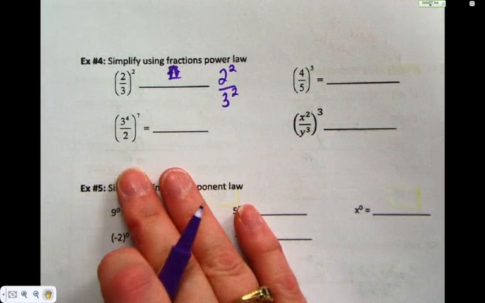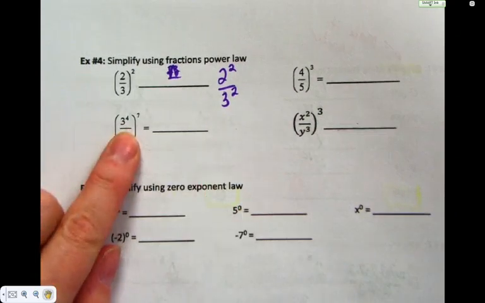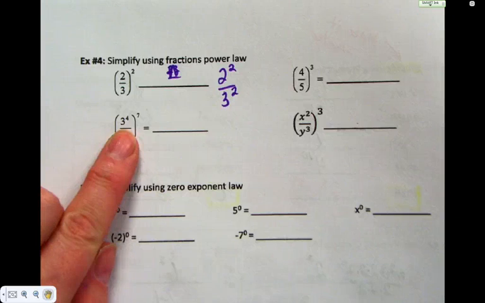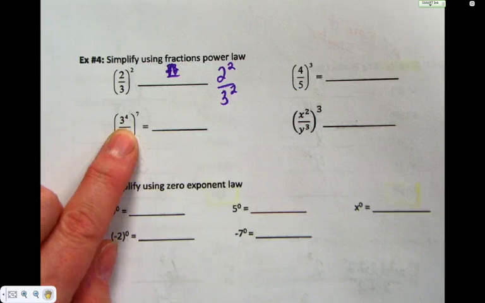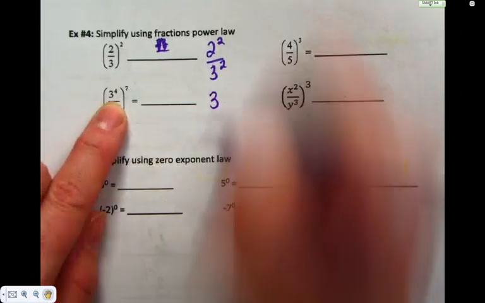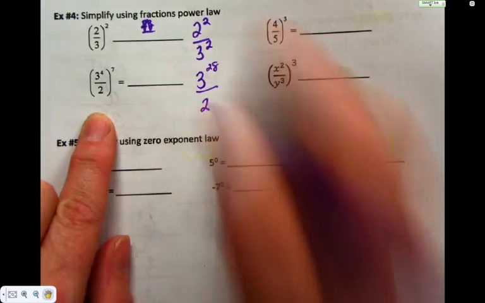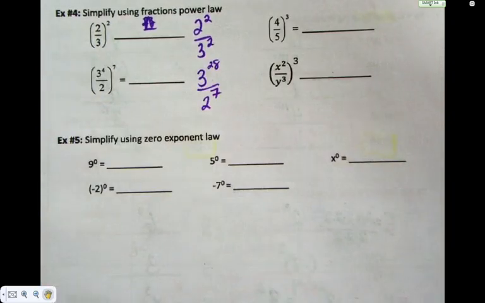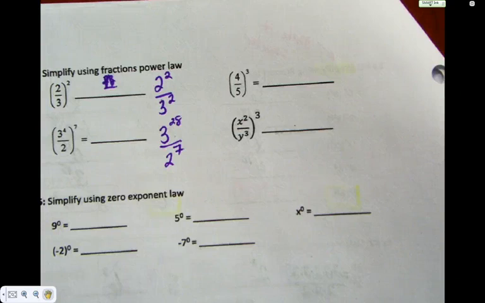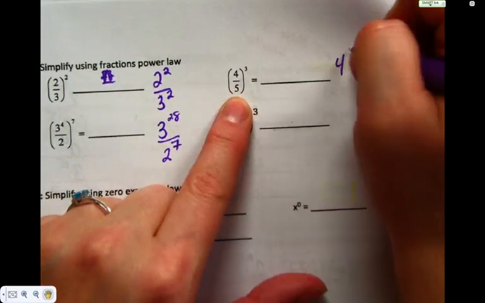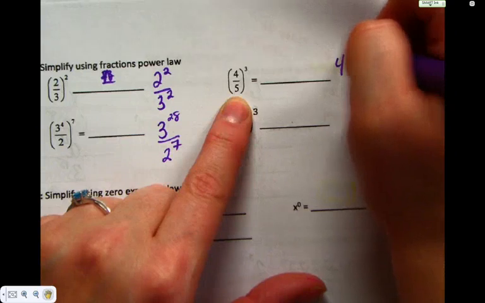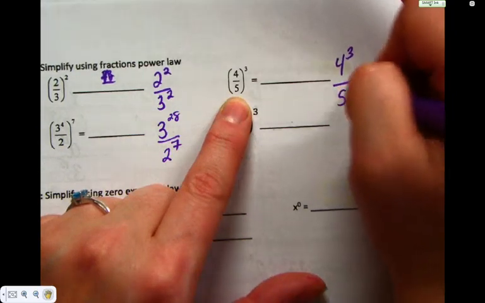3 to the 4 to the 7, what the heck is going on there? We'll just ignore the 2 for a second. If the 2 wasn't there, which exponent law would this be? This is power law. So the top is going to be 3 to the 4 to the 7, which is going to be 3 to the 28. Now we're just going to do the bottom. Bottom is going to be 2 to the 7. That's why it's called fraction power law, because sometimes you get power law stuck in there. I just did the top and bottom separately. 4 over 5 to the 3, this is a straight up one. The top is going to be 4 to the 3, and the bottom's going to be 5 to the 3.